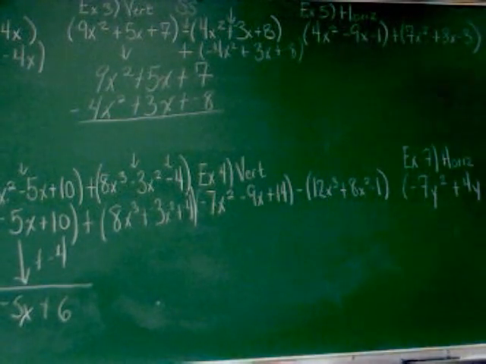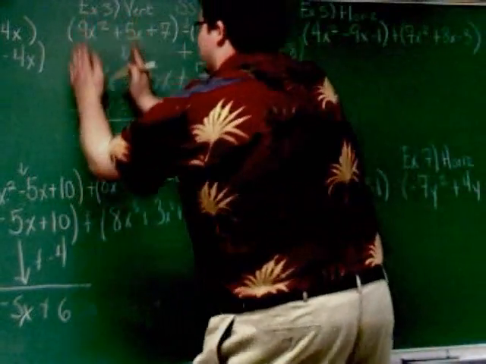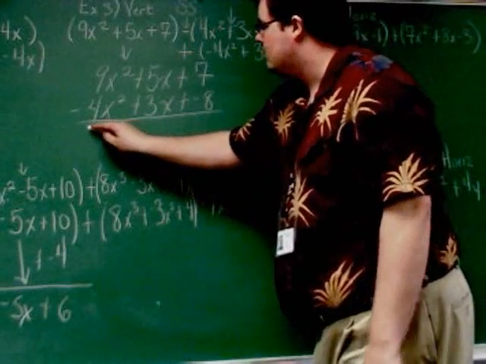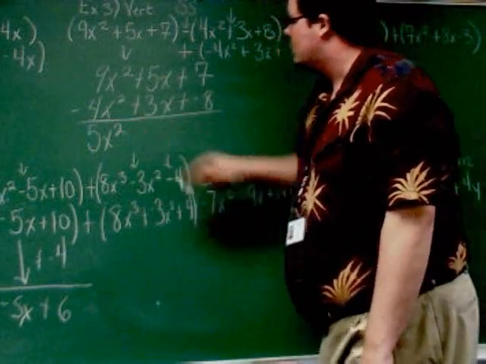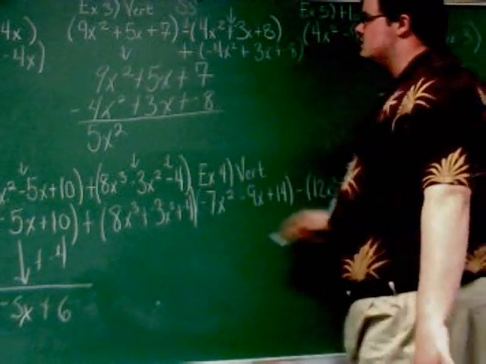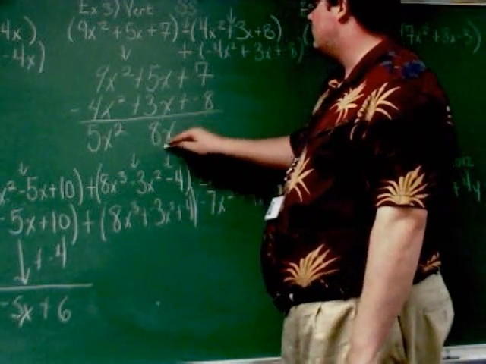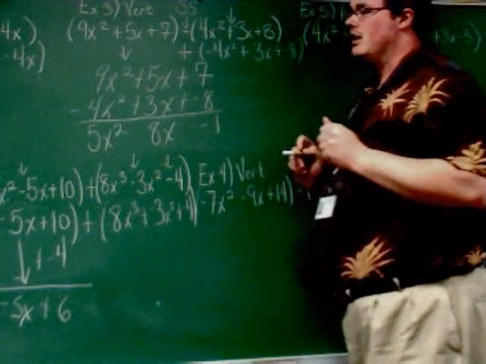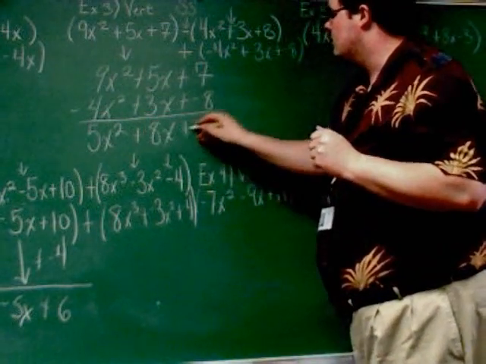Alright, so now we can add this up. So 9x squared and negative 4x squared, that's of course 5x squared. 5x and 3x make 8x. 7 and negative 8 make negative 1. And again, addition signs between everything.